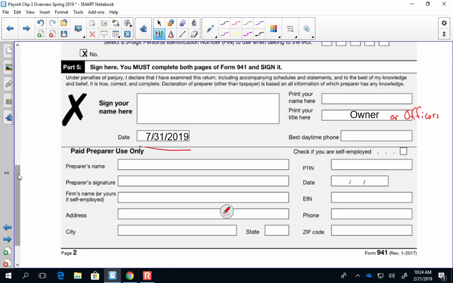Finally, when is the form due? One month following the quarter. So July 31st, because this is a second quarter form, right? The second quarter ends June 30th. The requirement then is that you have this form submitted. Again, most employers now file this form electronically by the month following the quarter.